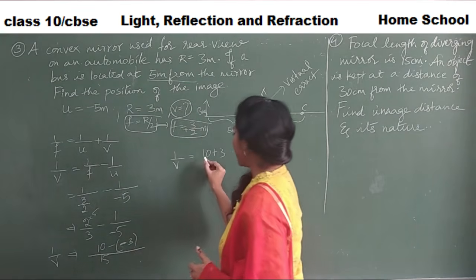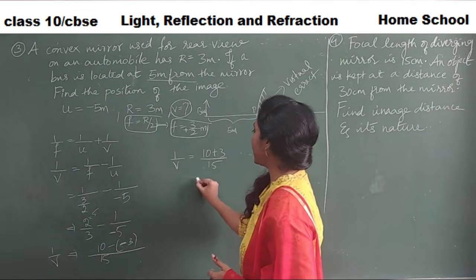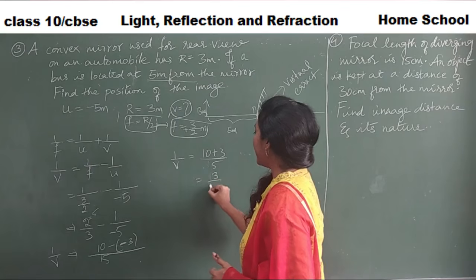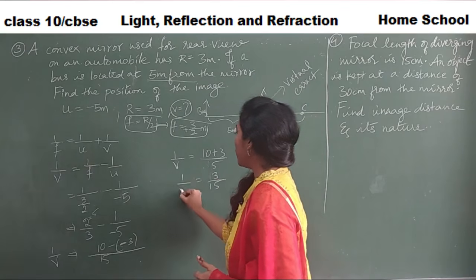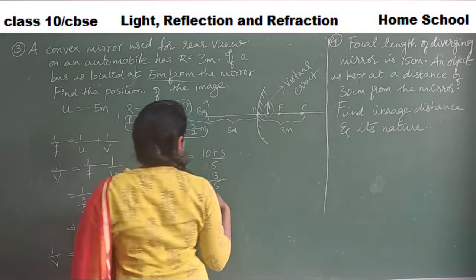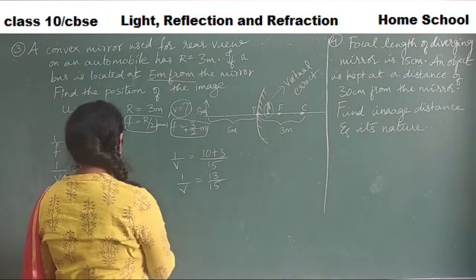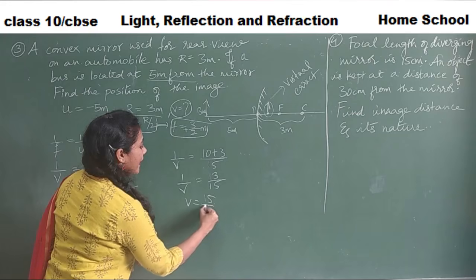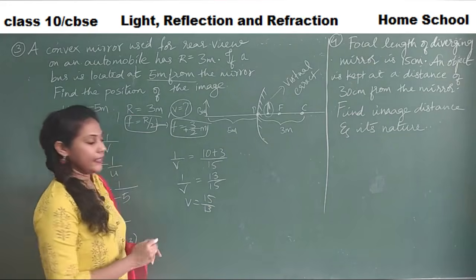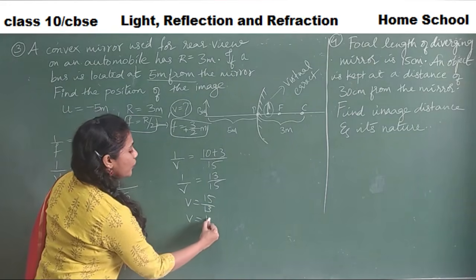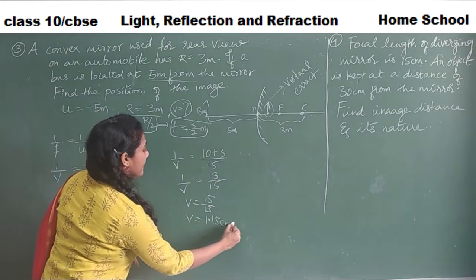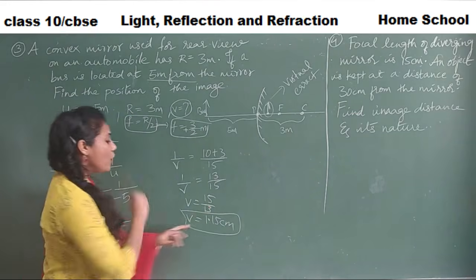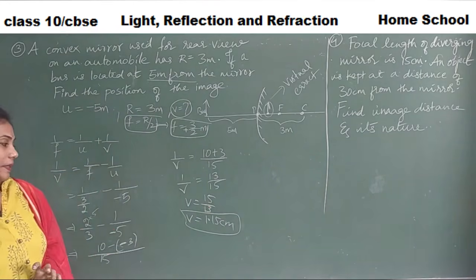Minus into minus is plus, so 10 plus 3 divided by 15. So 13 by 15 I will get. 1 by v is equal to 13 by 15. Positive value only I am getting, right? So v is equal to 15 by 13, guys. Okay? So v is equal to 1.15 centimeter. 15 by 13 is 1.15 centimeter.